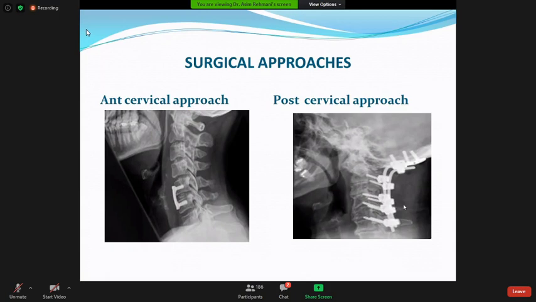Usually in this fixation, graft is placed as well to strengthen the permanent fusion. So this is the anterior approach and this is the posterior approach. In some selected patients, we have to do both surgeries: anterior decompression, posterior decompression, anterior fixation and fusion, and posterior fixation and fusion.